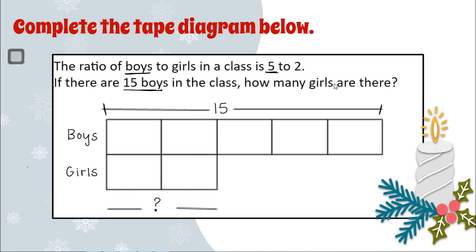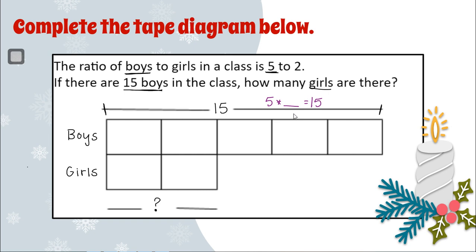All right, so now we have our tape diagram set up. Now we need to solve. So here's how we solve. We know we have 1, 2, 3, 4, 5 boxes that equals 15. So we're trying to think to ourselves, 5 times what would equal 15?